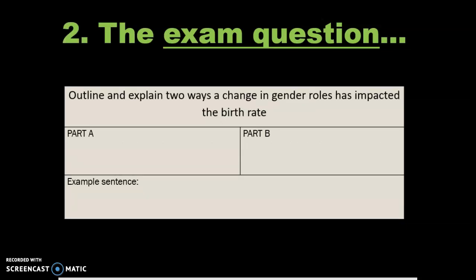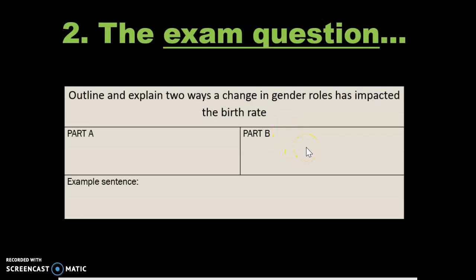So example number 2, we're going to do exactly the same. Identify the part A and the part B and write what you know in each box. Outline and explain 2 ways in which a change in gender roles, so there's your part A, has impacted the birth rate.